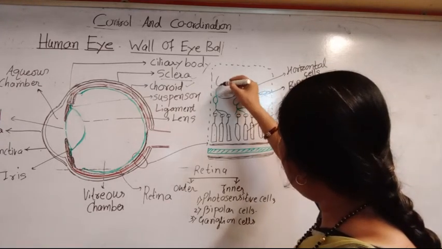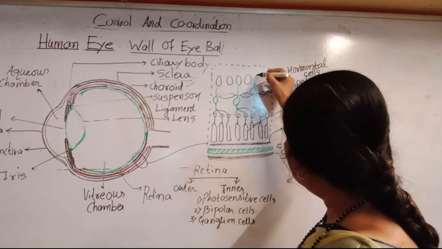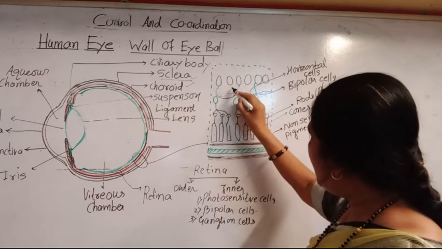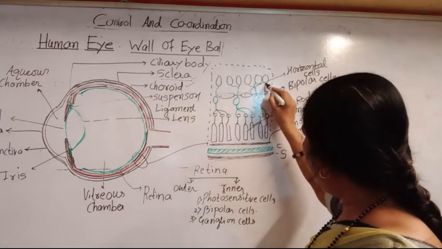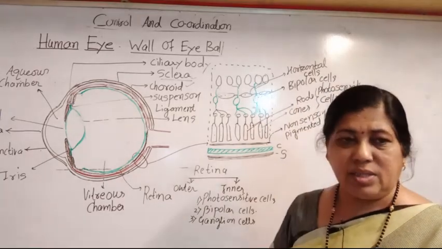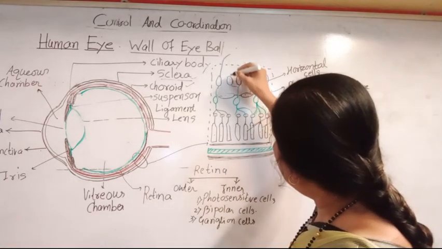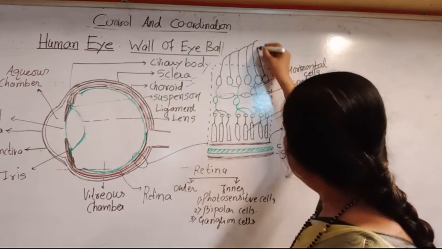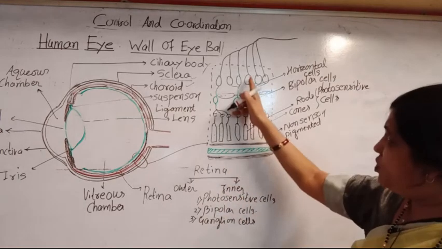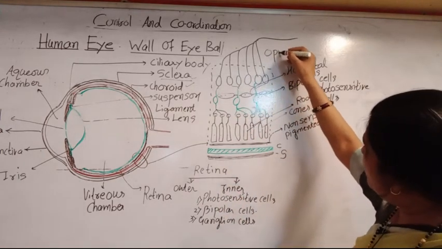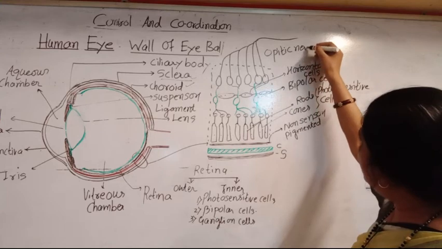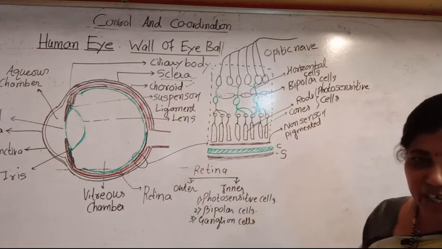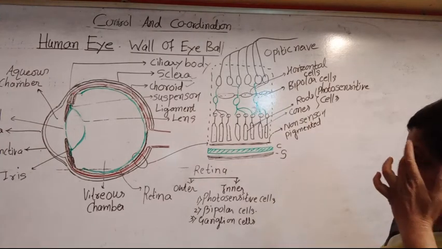Here these are ganglion cells. Ganglion cells synapse with bipolar cells. Fibers of ganglion cells will form optic nerve. Optic nerve.